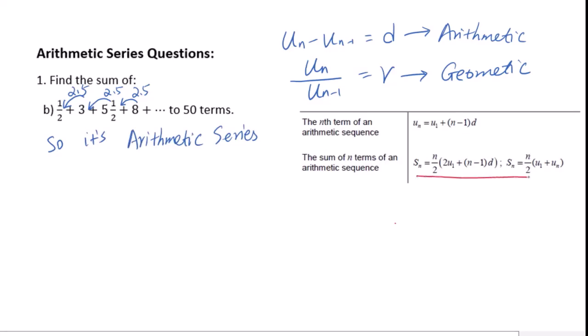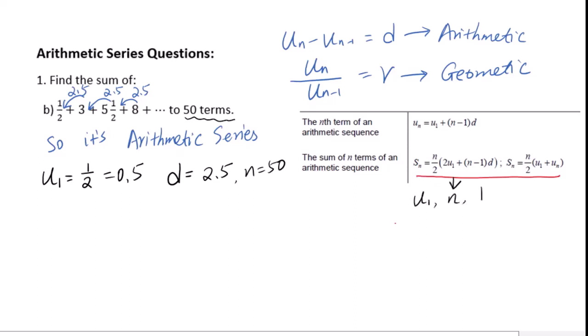We can use these two formulas. Say what's given. We know that u sub 1 equals 1 over 2, that is 0.5. D, the common difference, is 2.5. To 50 terms, which means n equals 50. For this formula, we need to know u sub 1, n, and d. For this formula, we need to know u sub 1, n, and u sub n.